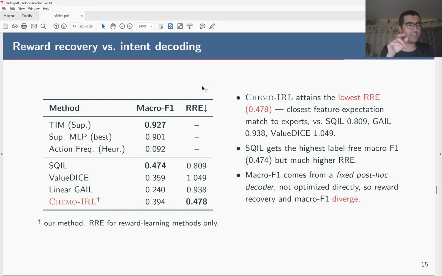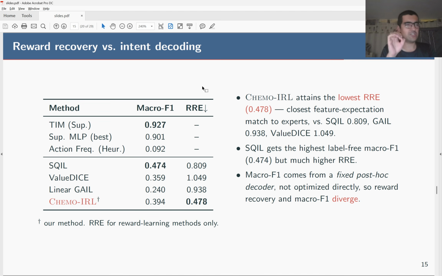Look at the RRE column on the right. Remember, lower is better. Our method, Chemo-IRL, achieves the lowest reward recovery error, 0.479. Compare that to SQL at 0.809, Linear Gale at 0.938, and Value Dice all the way up at 1.049. So in terms of actually matching the expert's behavior, Chemo-IRL is clearly the closest.